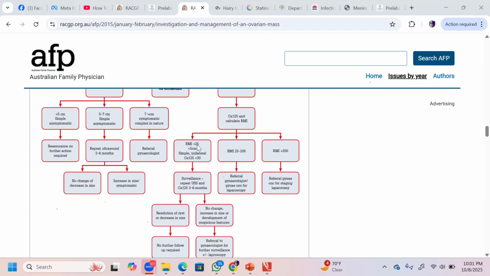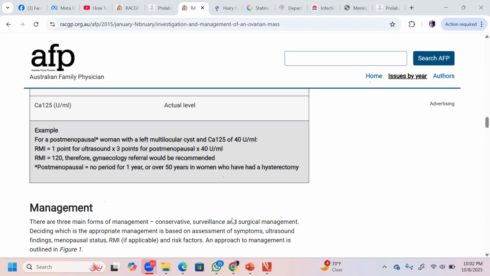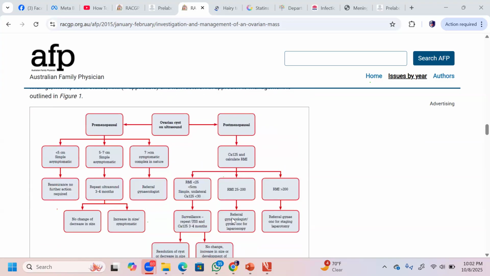And if less than 25, you have to go with ultrasound for 3 to 4 months surveillance. If size is decreased or the cyst is resolved, then no further follow-up is required. And if no change, then directly go with the gynecologist. Simple. Does it make sense, doctors? And the cyst size is important. In the question, cyst size is important. According to cyst size, you have to go with the answer.